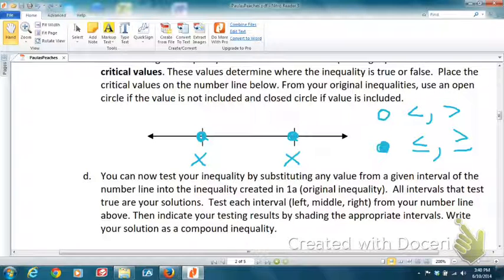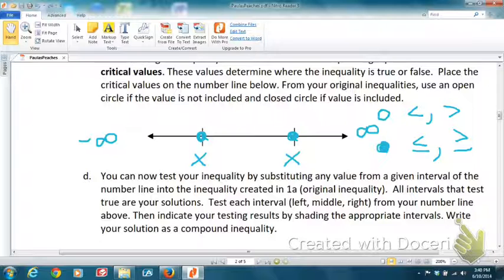All right, moving on. Now you can test your inequality by substituting any value from a given interval on the number line. Now this is a number line. We have to remember that to the very far left, that's going to be negative infinity, and to the very far right, that's going to be positive infinity. So what they're asking you to do is, from negative infinity to that first x that you get to, find a number that you can use as a test value. By test value, they mean you're going to take that number and put it into the original and see if it is true. If it is true, you're going to shade that part. If it's not true, you're going to leave it blank.